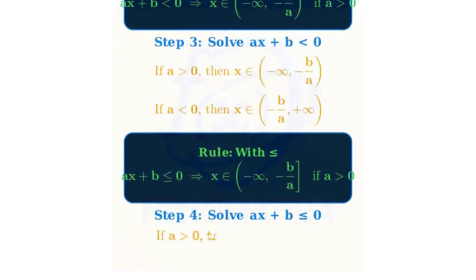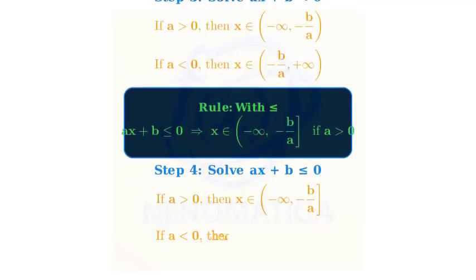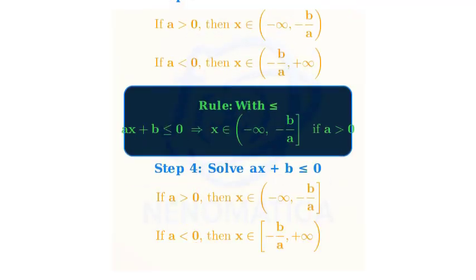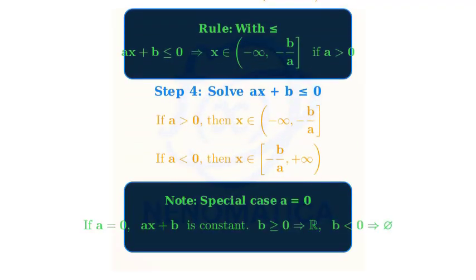Special case. If a equals 0, the inequality no longer depends on x. When b is non-negative, the statement is always true. The solution is all real numbers. When b is negative, the statement is always false. The solution set is empty.